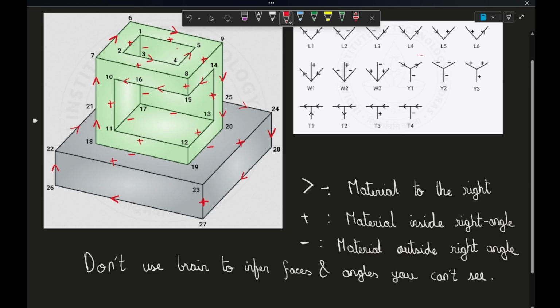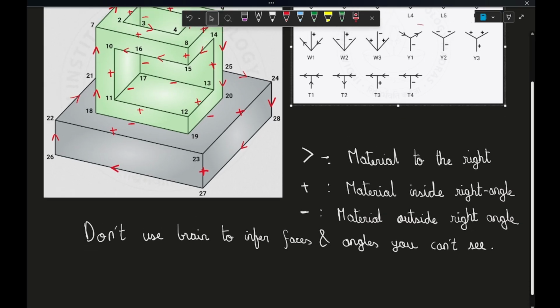Am I missing anything else? No? Not that I can think of. Okay, when we try to label the vertices, we'll definitely figure that out, I think. Okay, now let's try to label the vertices. I should maybe move this down.